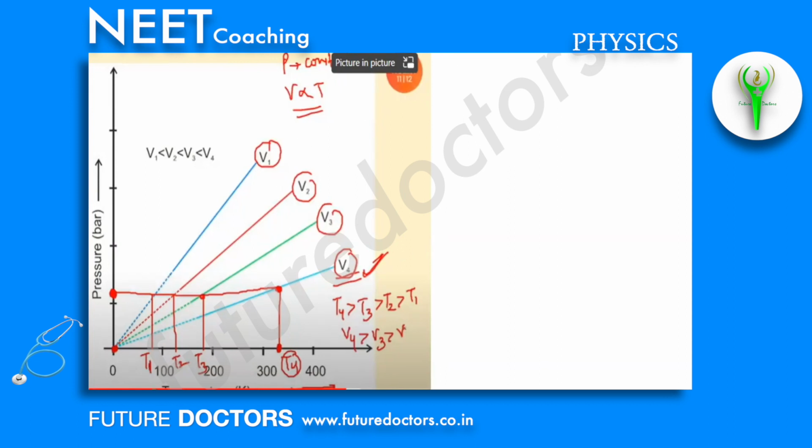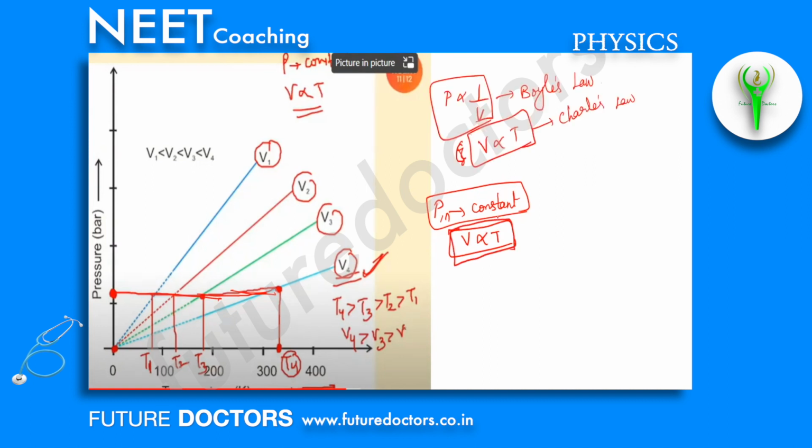So we are going to keep pressure constant. When pressure is kept constant, what is that law? P and n are kept constant, so volume is directly proportional to temperature. What is this law called? At constant pressure, volume is directly proportional to temperature. So V4 is high, and V1 should be low, then V2, then V3, then V4. So this is Gay-Lussac's law.